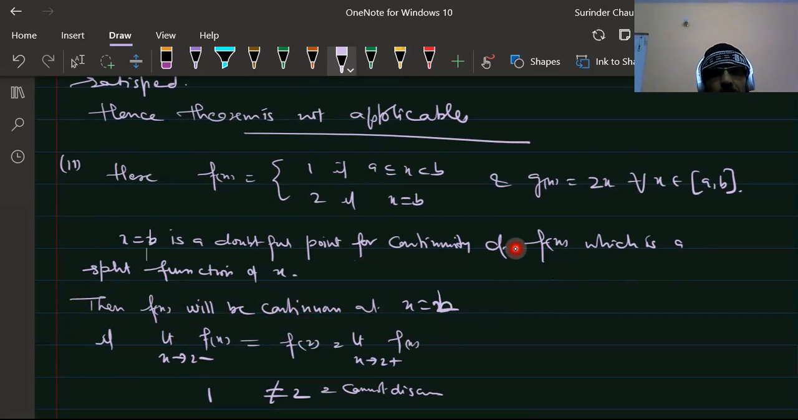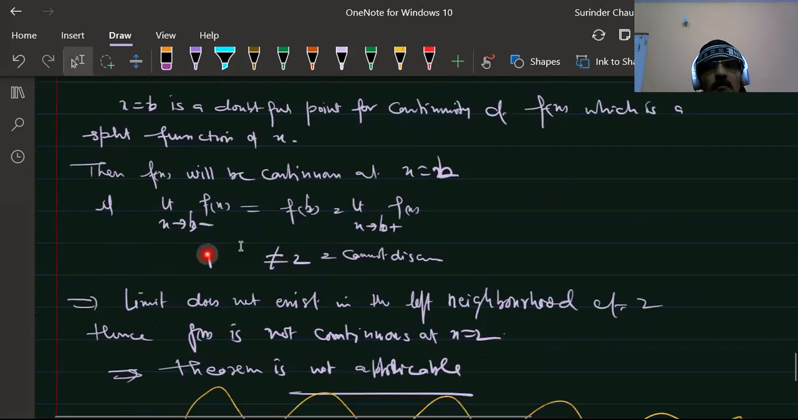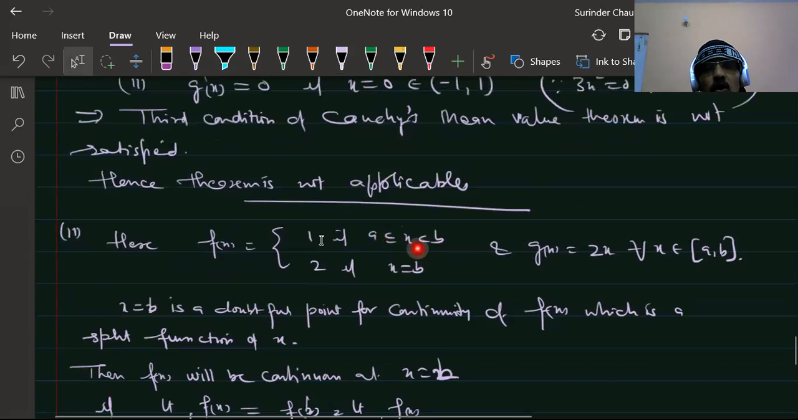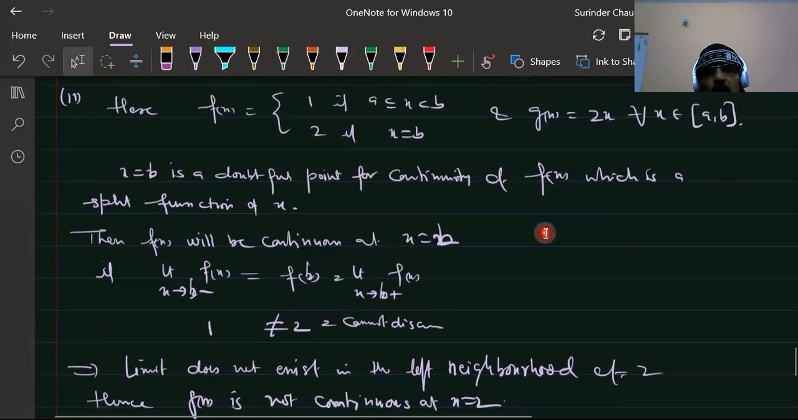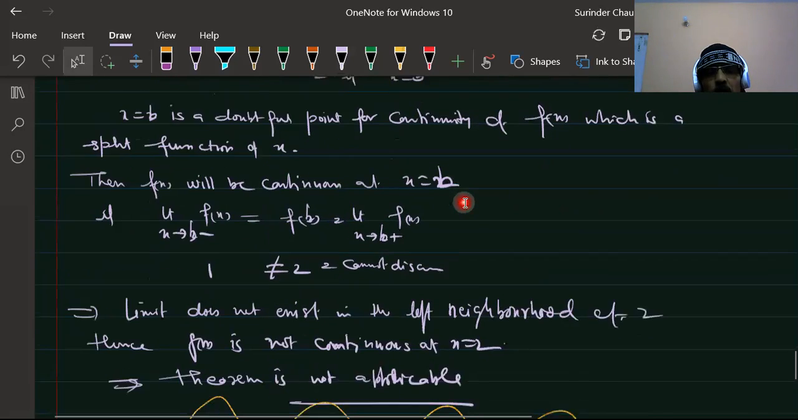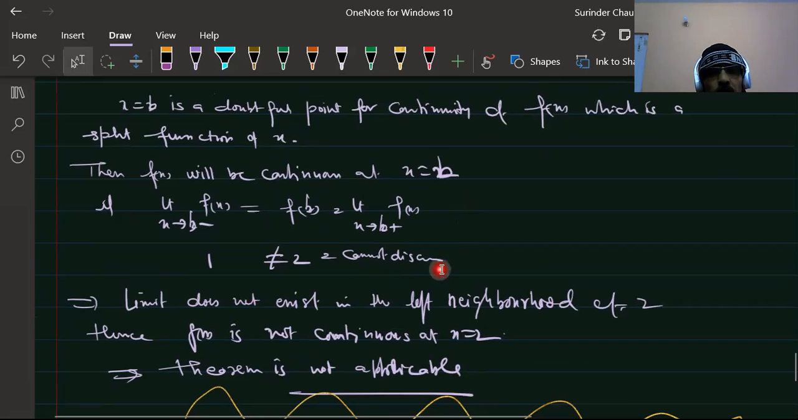if f(b) from the negative side is equal to f(b) from the positive side. So what is the value? f(b) from the negative side is equal to 1, and f of b is equal to 2. So the left limit is not equal to the function value, not continuous. And f(b) from the right we can't find out.